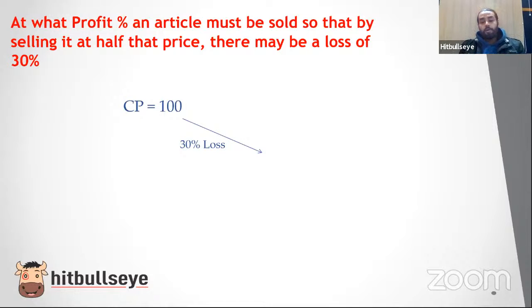Okay. Now cost price is 100, 30% loss. What would be the answer? 70 straight away. Now this is equal to the new SP, which is half of the previous SP. Previous SP was 70, since there was a 30% loss, as I told you. Now this new SP, what will it be? Half of the previous, so 70 multiplied by 2, that is 140.